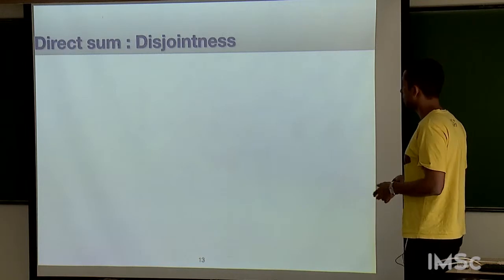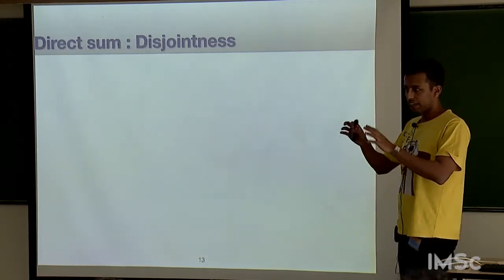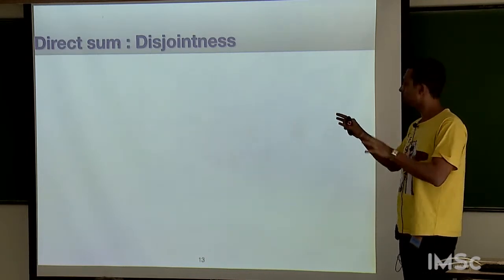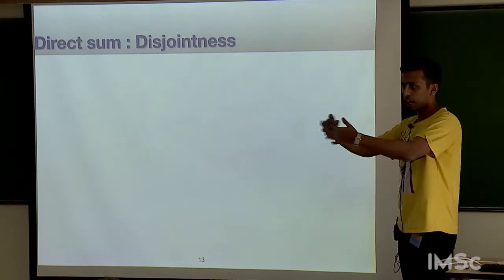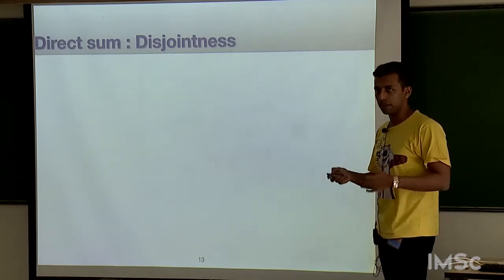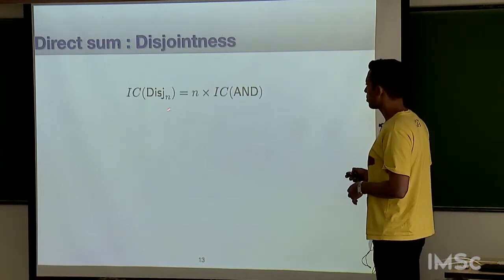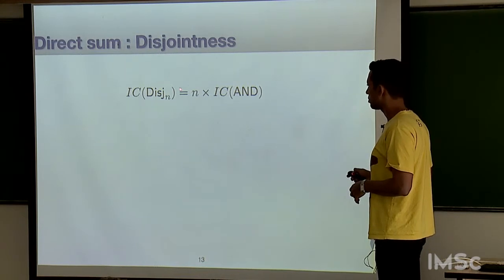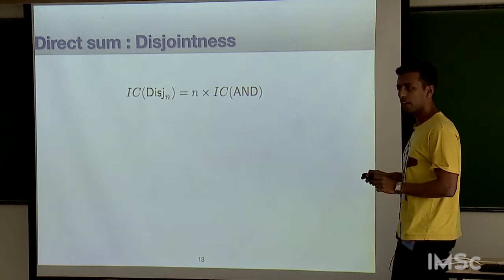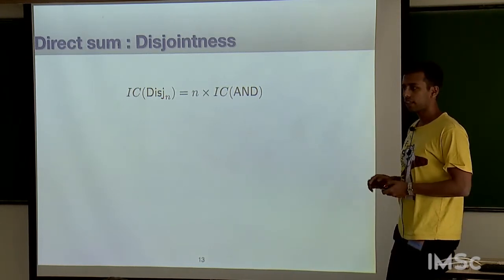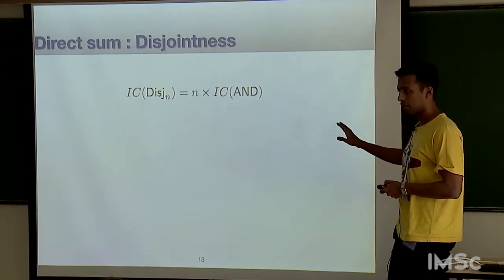All right. Now I will give you a very brief overview of how the direct sum proof works, how the proof of disjointness works, and we will see how we extend it to the case of tribes. So ideally I would like to prove something like this. Okay, this is a typo. This should be greater than or equal to. Forget about it. The idea is that given a disjointness instance, we would like to say that the information complexity of the disjointness instance is n times the information complexity of AND.